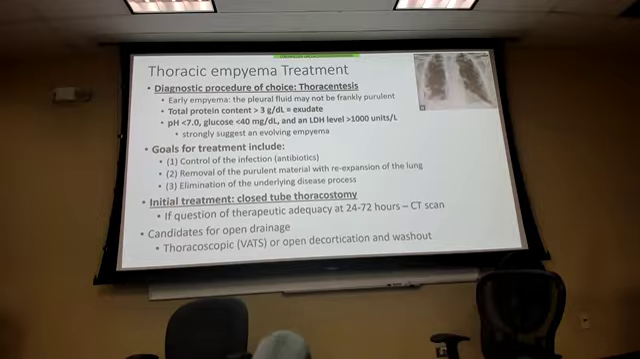really can't get enough out. Okay, we can't get that source control. At that point, we're gonna do a thoracotomy and actually scrape and get all of that purulent material out and leave chest tubes behind so that we can watch and create additional drainage and re-expand that lung.